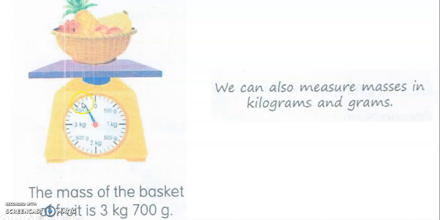the mass at this point, which represents this value, which is 3 kilograms, because here's 3 kilograms, it's after 3 kilograms, and 700 grams because here the 500 grams is between after 3 kilos, and there are two small markings after the 500, which is 700. So we say that it's 3 kilograms 700 grams.